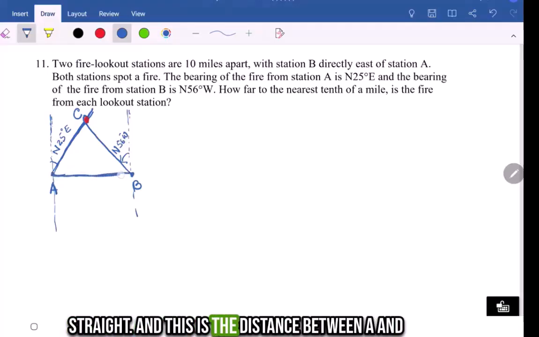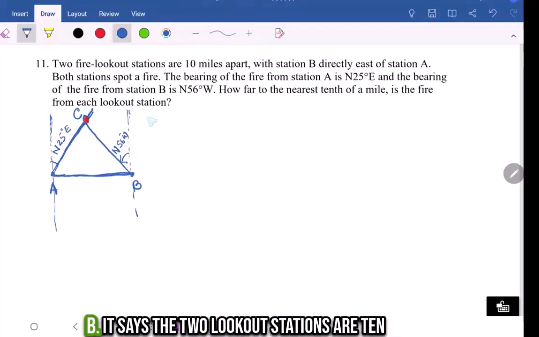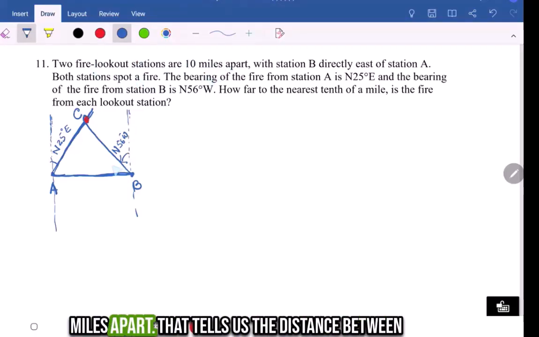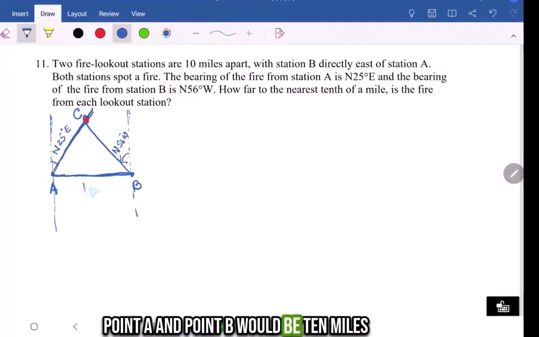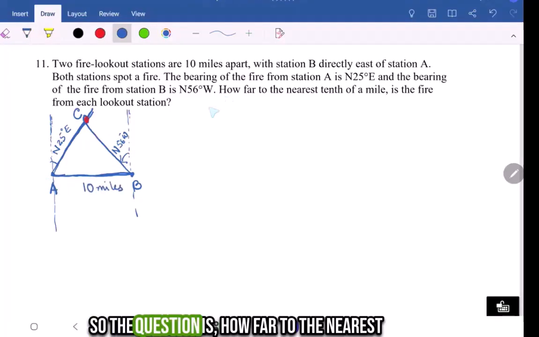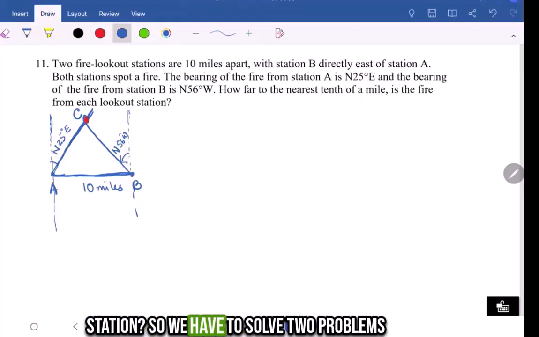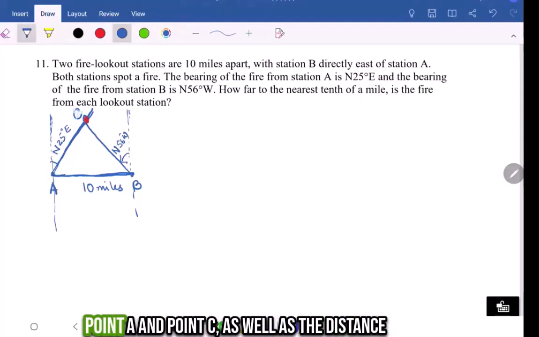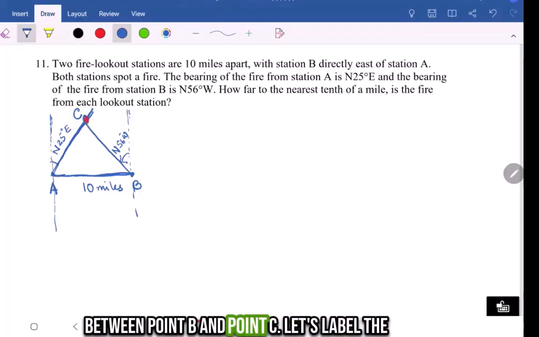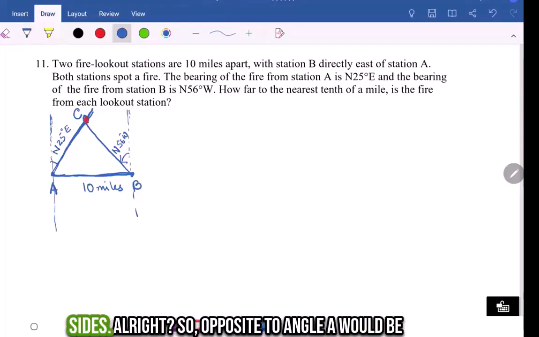And this is the distance between A and B. It says the two lookout stations are 10 miles apart. That tells us the distance between point A and point B would be 10 miles. So the question is, how far to the nearest tenth of a mile is the fire from each lookout station? So we have to solve two problems here. We have to find the distance between point A and point C, as well as the distance between point B and point C. Let's label the sides, all right?